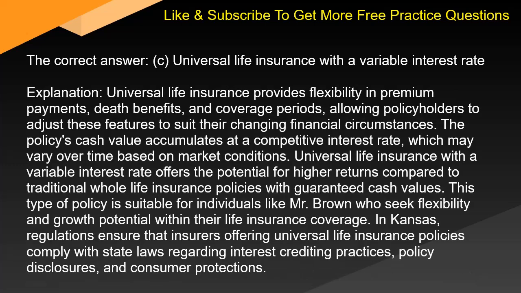The correct answer, C. Universal life insurance with a variable interest rate. Explanation. Universal life insurance provides flexibility in premium payments, death benefits, and coverage periods, allowing policyholders to adjust these features to suit their changing financial circumstances. The policy's cash value accumulates at a competitive interest rate, which may vary over time based on market conditions. Universal life insurance with a variable interest rate offers the potential for higher returns compared to traditional whole life insurance policies with guaranteed cash values.